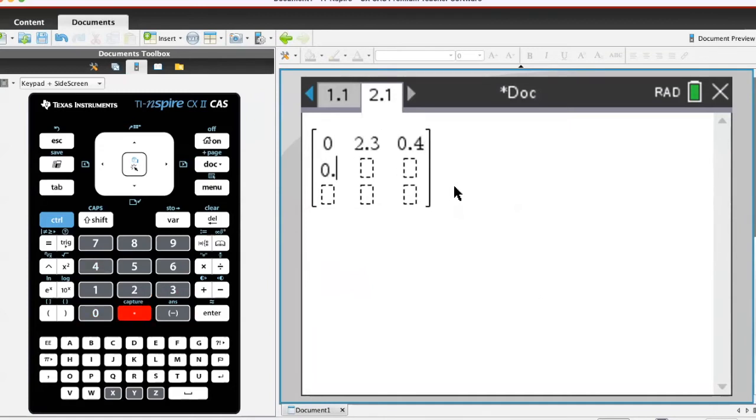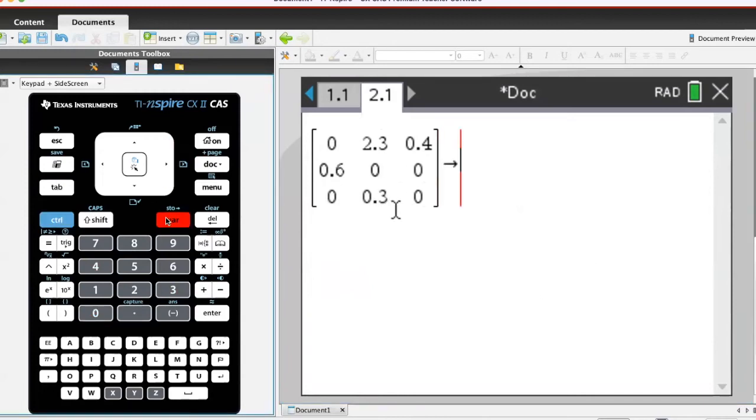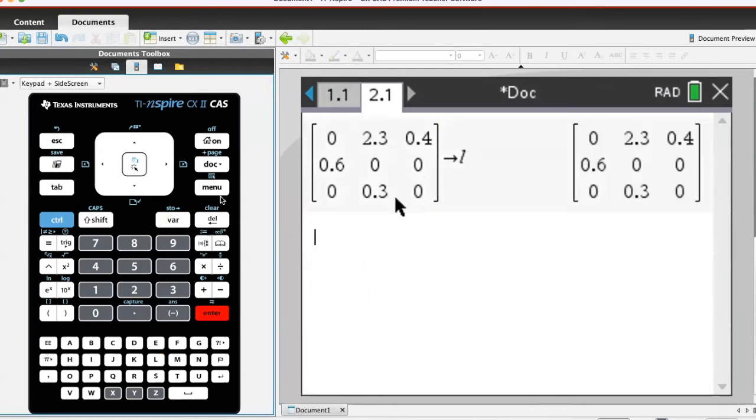That's going to be 0.6, 0, 0, 0, 0.30. I'm now going to store that as L for my Leslie matrix. If I try to put a capital L in and I click enter, it defaults automatically to a lowercase. So it's always going to be a lowercase L if I look at my variable buttons. You can see I've got a lowercase L here.